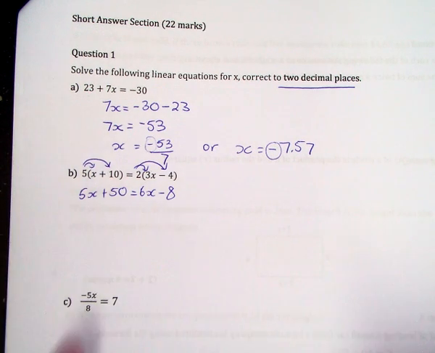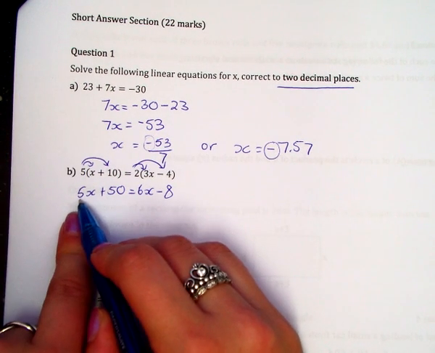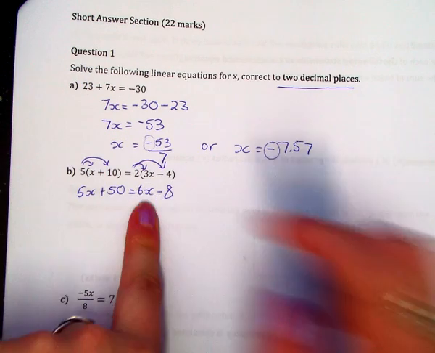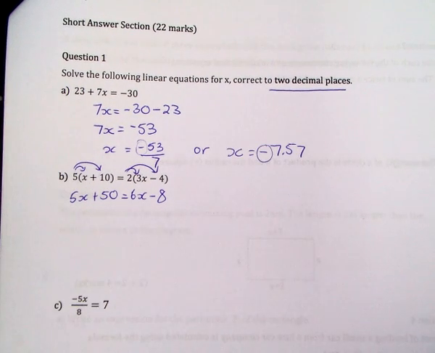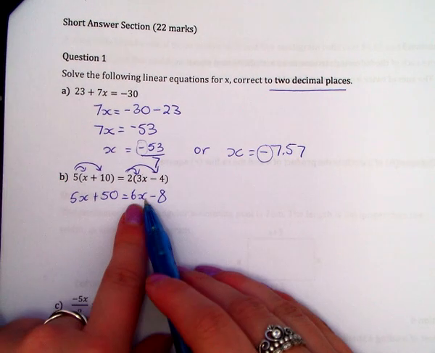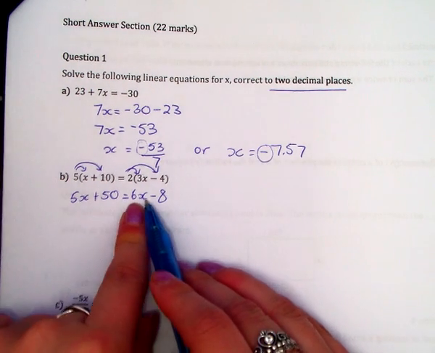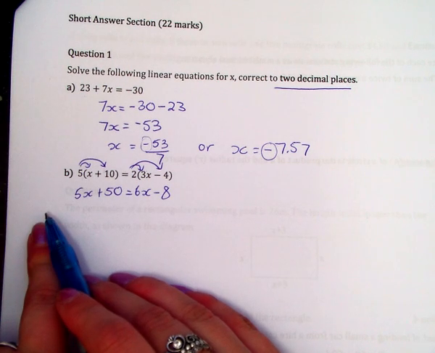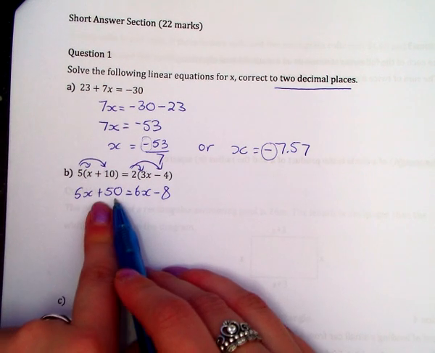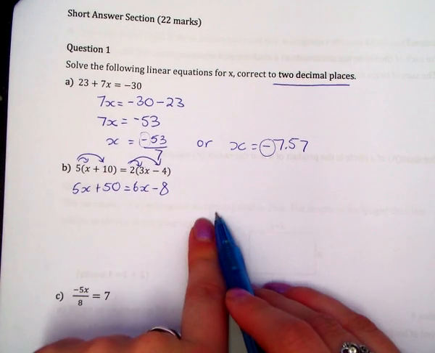From this, we've got an x on the left-hand side of the equation and an x on the right-hand side of the equation. In order for us to solve for x, we only want x on one side of the equation. So we're going to rearrange this equation, subtract this 6x from both sides, and we're going to subtract the 50 from both sides as well.